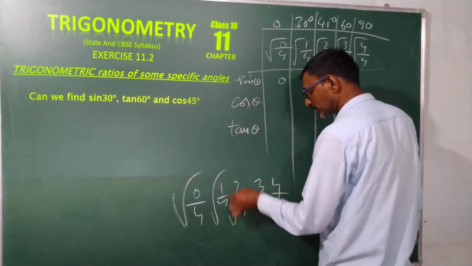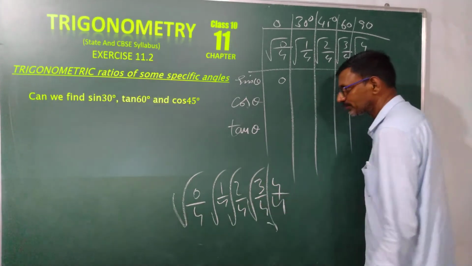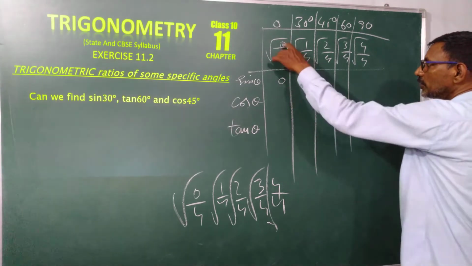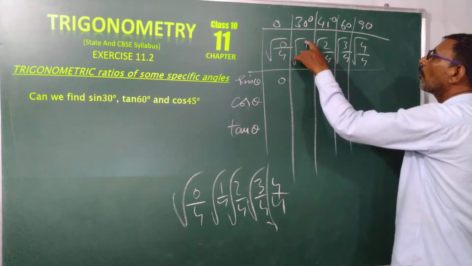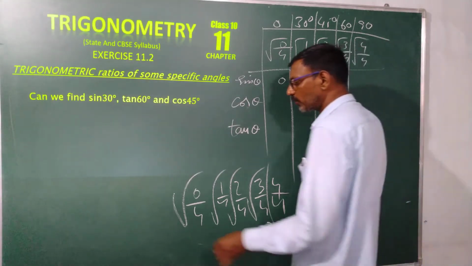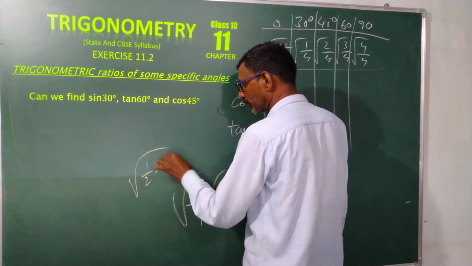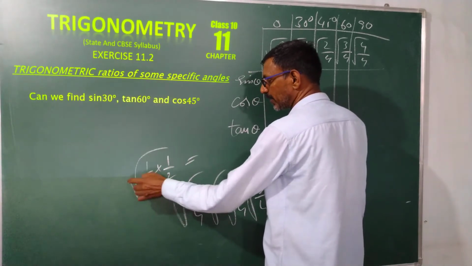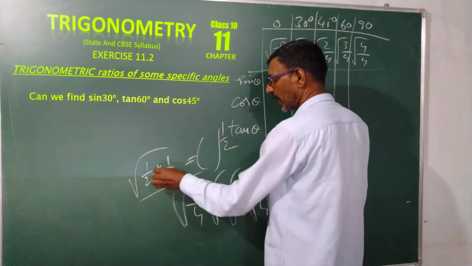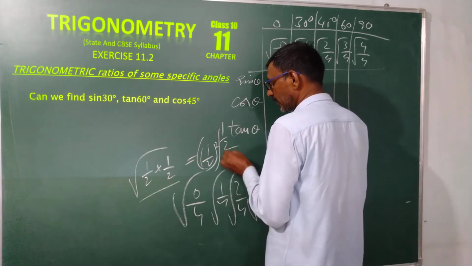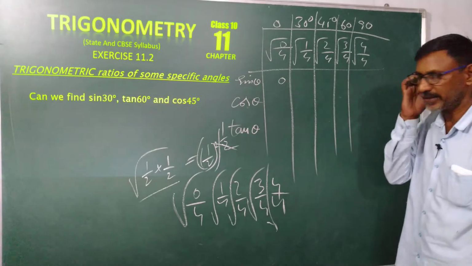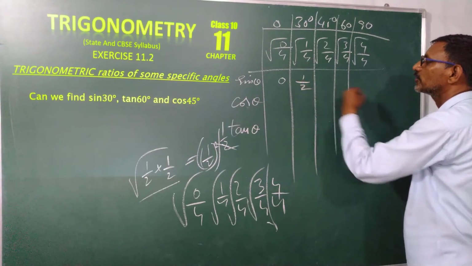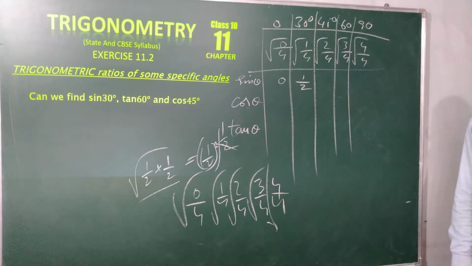Keep the square roots and find the value of sin. 0 by something? 0. Then 1 by 4. The square root of 1 by 4 is nothing but 1 by 2 into 1 by 2. I told you many times, the square root is nothing but power 1 by 2, and this is 1 by 2 whole square. These two get cancelled and we get 1 by 2. Very simple. The square root of 1 is 1, the square root of 4 is 2. We can do it like that also.